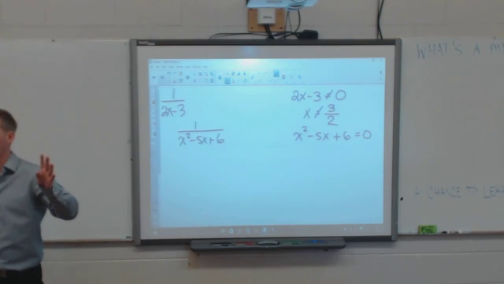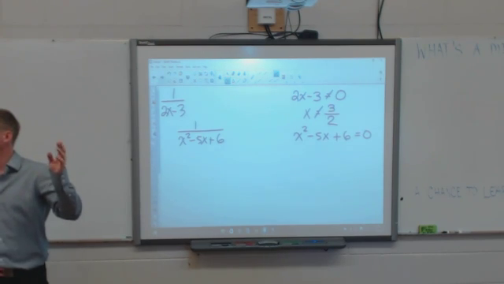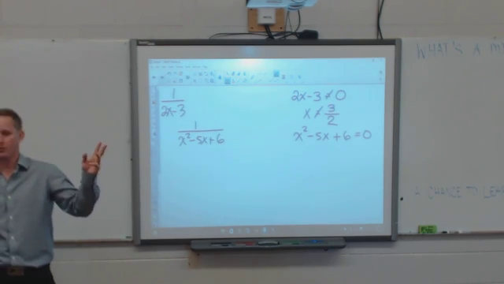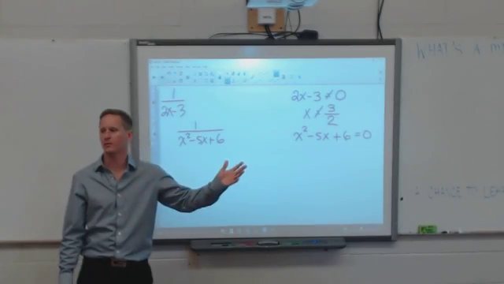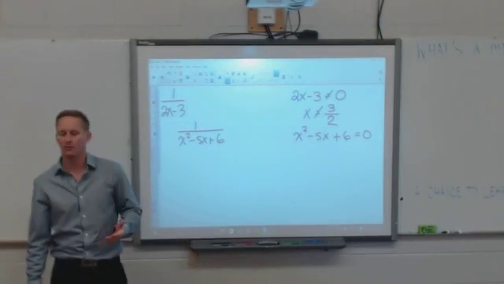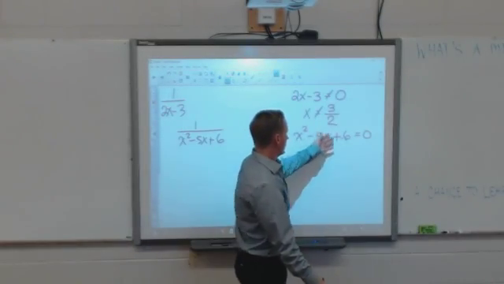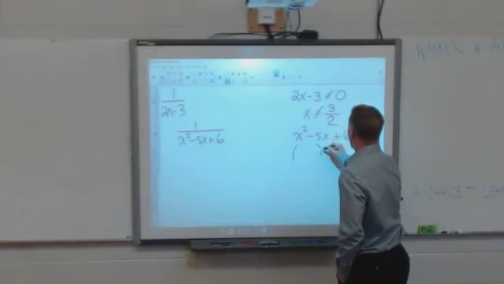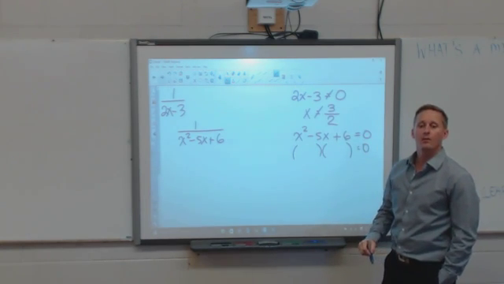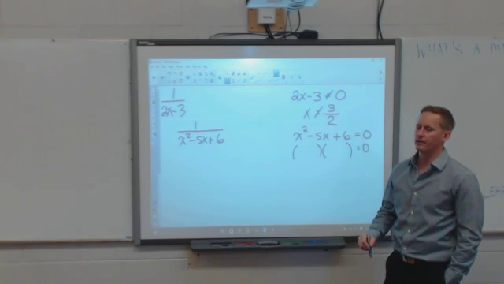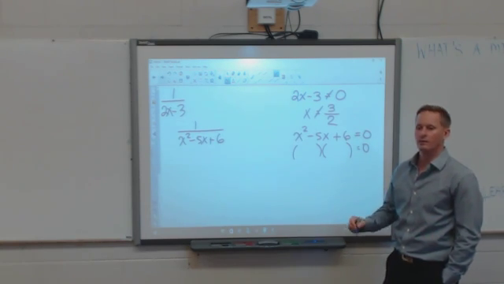Factor, if we can factor. What are the other 3 ways? Graphing, quadratic formula, or completing the square. So we're going to stick to factoring for this whole thing. This is why we work so hard at it in grade 10. So let's factor it. What are the factors of x squared?